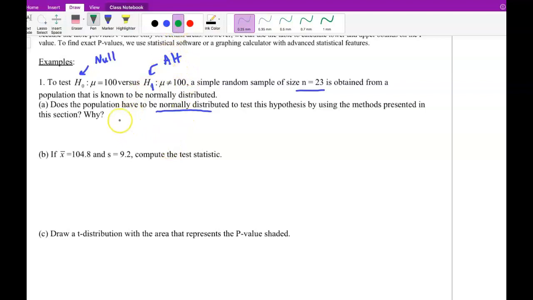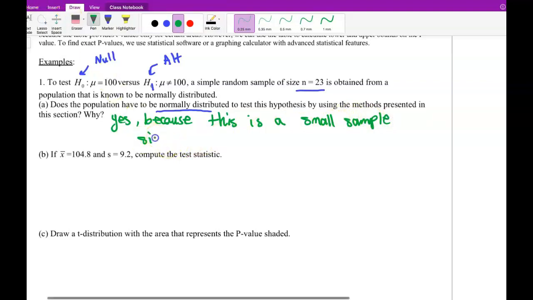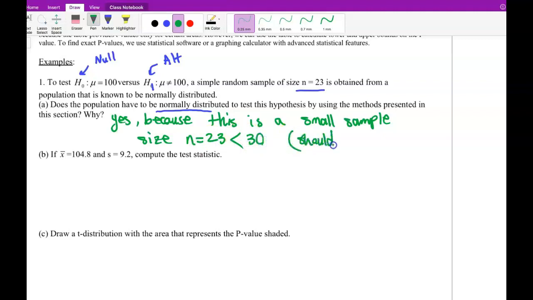Okay, so I'm writing that. The answer is yes, and that is because this is a small sample. Sample size is 23, which is less than 30. So this should be greater than or equal to 30.